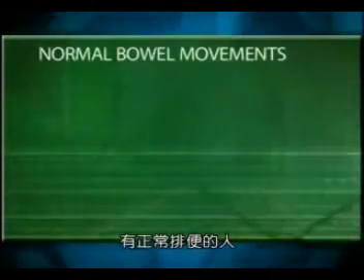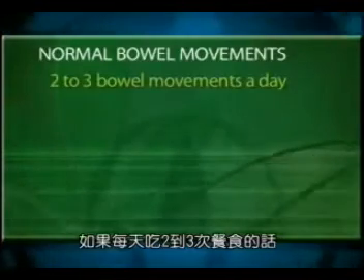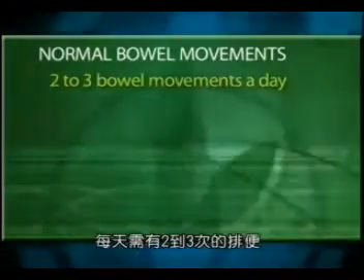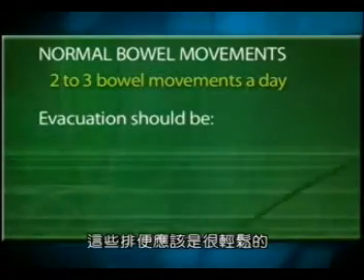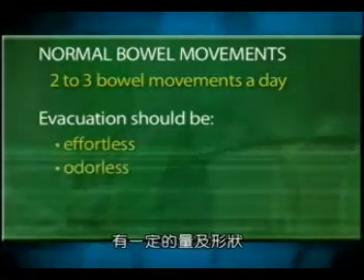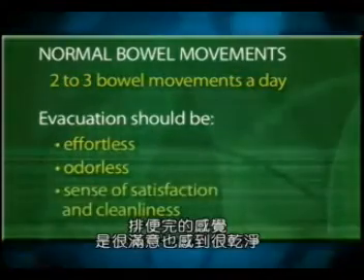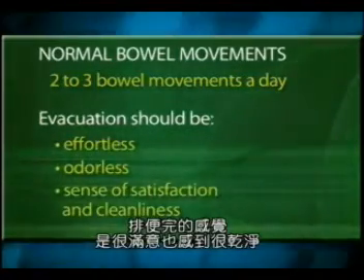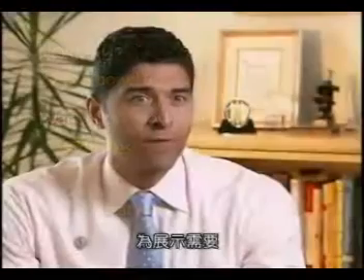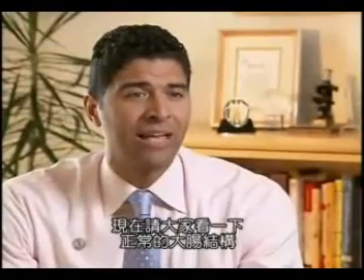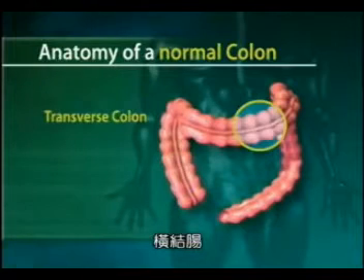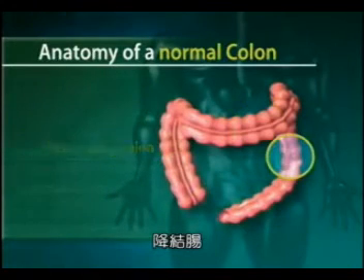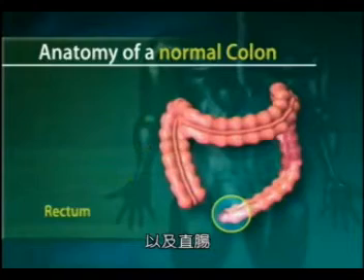A person with normal bowel movements should have between 2 or 3 bowel movements per day when eating 2 or 3 meals per day. These bowel movements should be effortless, odorless, with a set shape, and should leave you with a sense of satisfaction and cleanliness when you finish. For illustrative purposes, let's take a look at a normal colon. Note the ascending colon, transverse colon, descending colon, sigmoid colon, and the rectum.